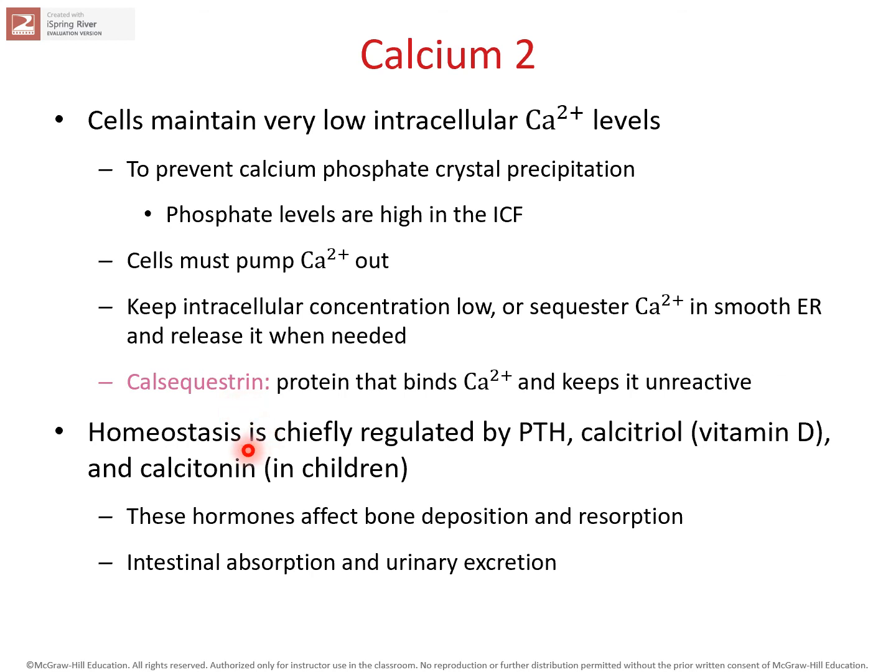So calcium ion concentrations are largely regulated by three hormones: PTH, which is parathyroid hormone; calcitriol, which is produced by the kidney. Calcitriol is just vitamin D. And then calcitonin is very important in children. The calcium levels are raised by parathyroid hormone and calcitriol, and calcitonin does the opposite, because calcitonin helps in reducing calcium levels in the bloodstream.